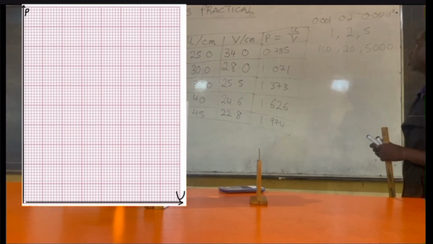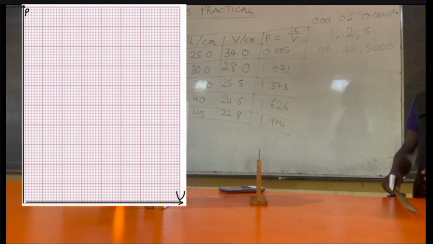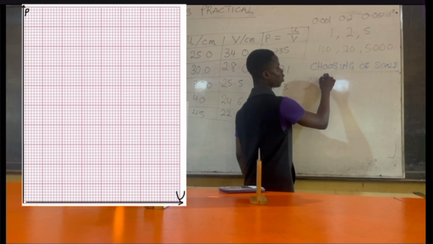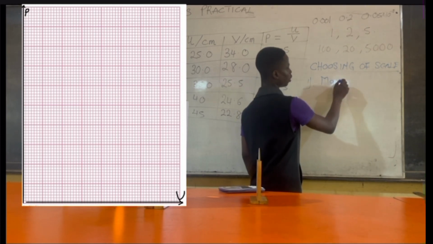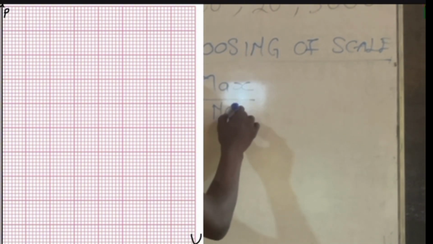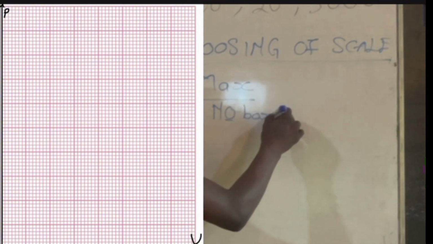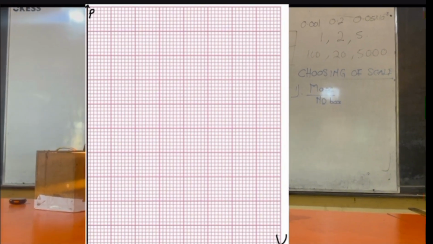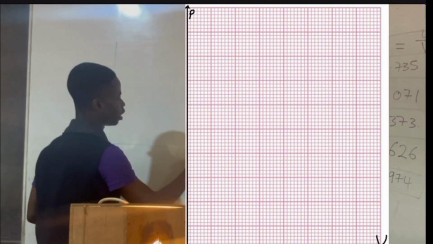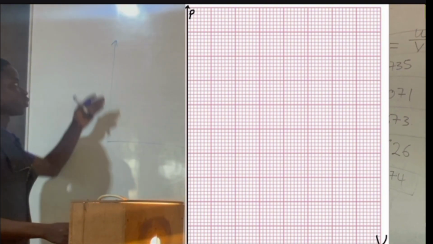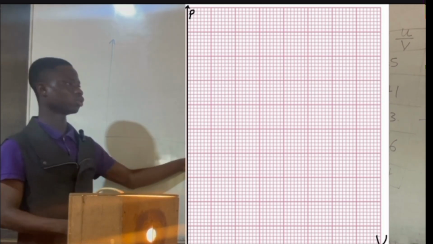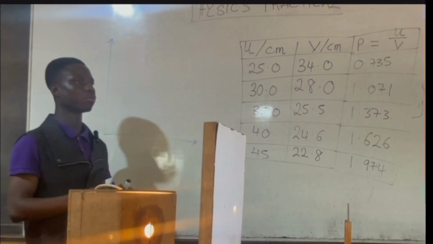Now, when you come to choosing your scale, we have 2 procedures. First procedure, you take your maximum value, then you divide it by the number of boxes you have. So if you are working on the vertical axis, we have 10 boxes at that place. If you are working on this axis, it's 12 boxes. And if you are working on the horizontal axis, that one is 10 boxes.